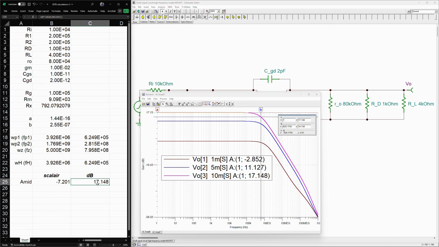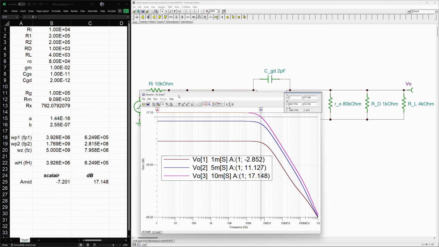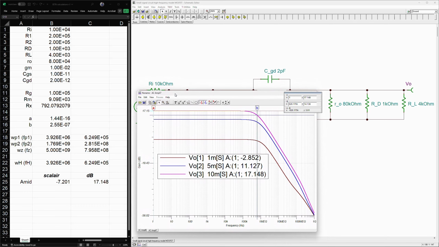So 17.15 as we have it also in the simulator, and also the cutoff frequency is appearing a little bit smaller than we had here. So this is 625 kilohertz, and this is now 626 kilohertz, so very close still. And this is indeed as we have it also discussed in the simulator. Alright, this is our example considering the high frequency model and high frequency gain of our MOSFET amplifier. This is, by the way, a common source amplifier.